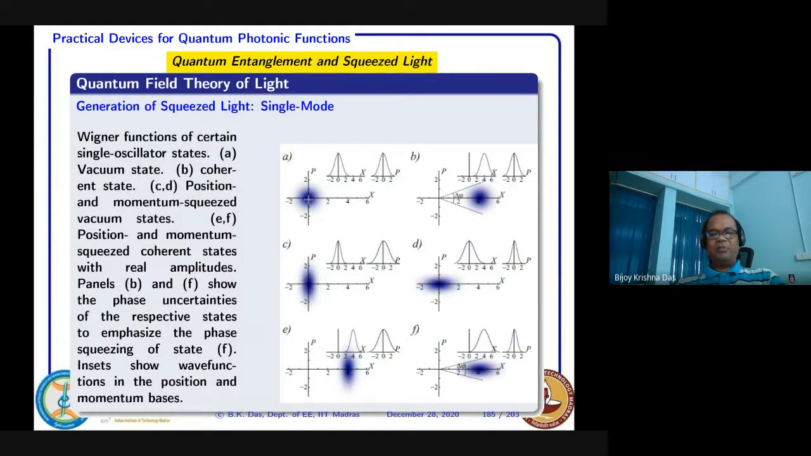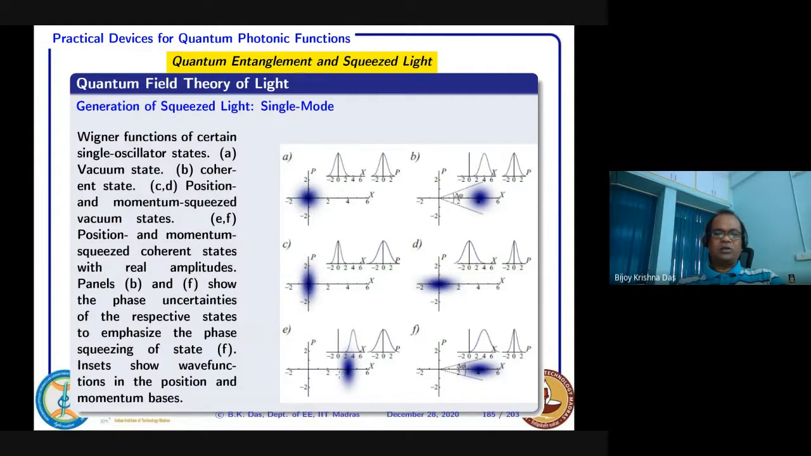And then b, if you see, b is called a coherent state. The coherent state is shown here like a circle, but it has some kind of x spreading as well as momentum spreading. Okay, and then this is actually your so-called C and D. If you just consider, that is actually the squeezed vacuum state. It is position squeezed, and this is momentum squeezed. So in this direction they are squeezed, and this is again a coherent state.